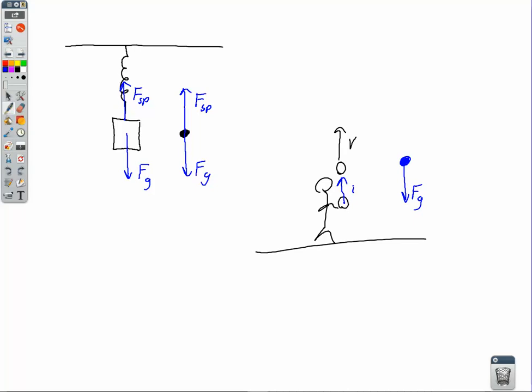So take care of gravity, then ask yourself, what's touching the object? All right, that's going to tell you what other forces are acting. Don't put in forces that aren't there.